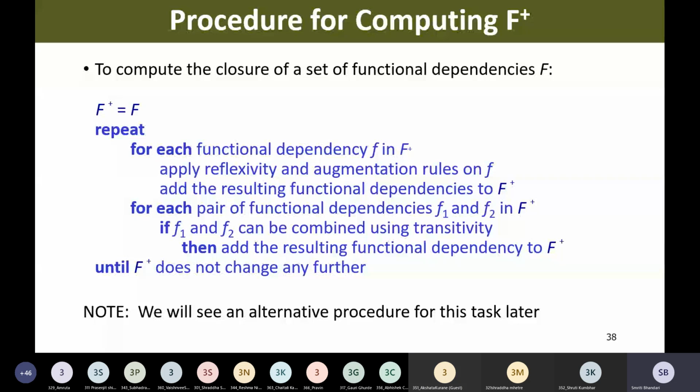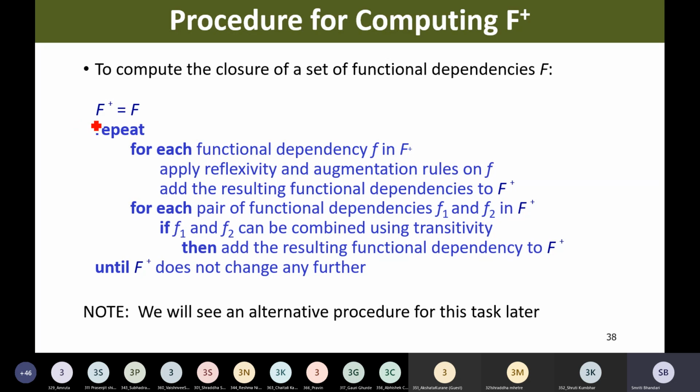Now, let us look at a formal procedure for computing F plus. In the previous example, we randomly used the axioms or rules that we knew, and we applied those rules to come up with new functional dependencies. But there is a predefined procedure for computing this F plus, or the closure of the set of functional dependencies. So let us go through this procedure.